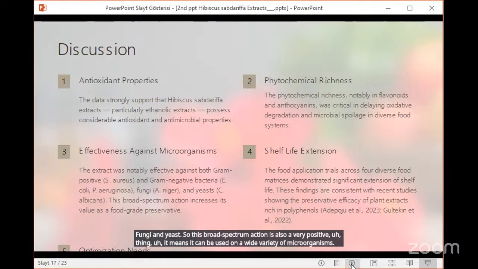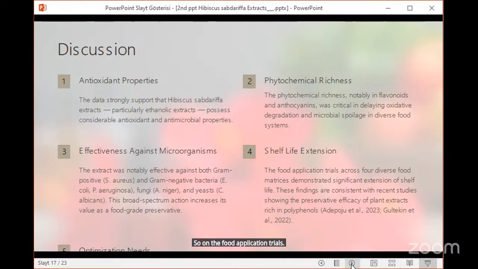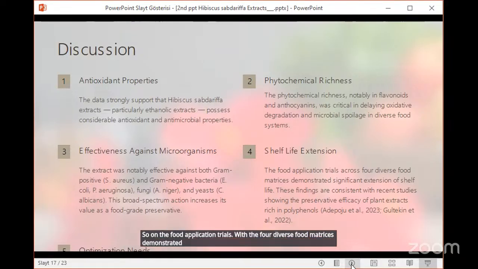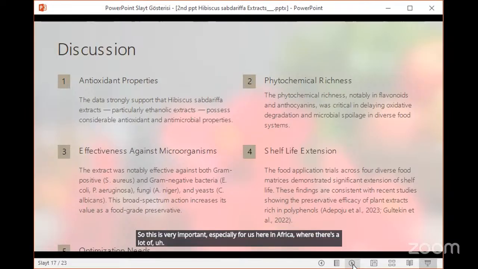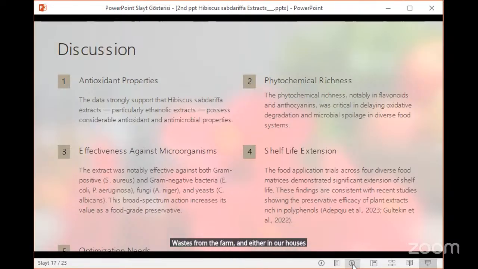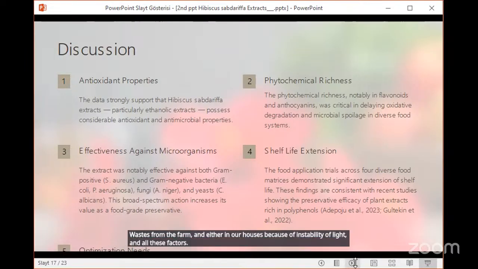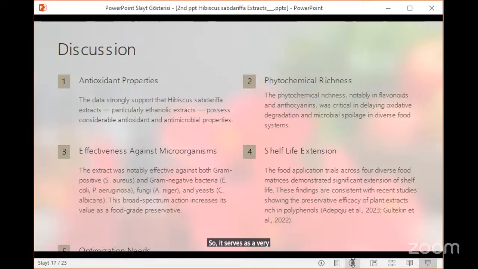So the food application trials with the 4 diverse food matrices demonstrated significant extension of the shelf life. So this is very important, especially for us here in Africa, where there's a lot of wastage from the farm and also in our houses because of instability of light and all these factors. So it serves as a very cheap alternative way to preserve our foods.